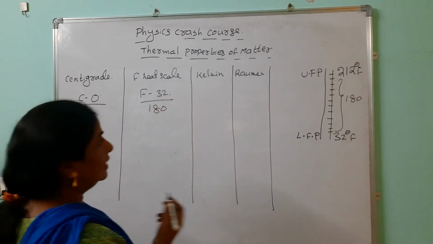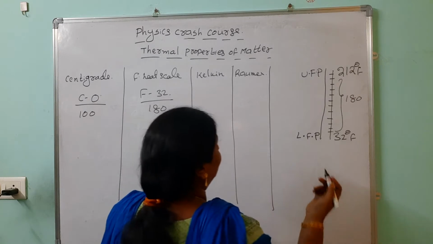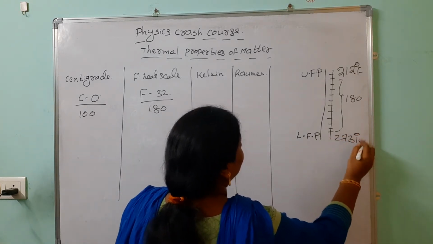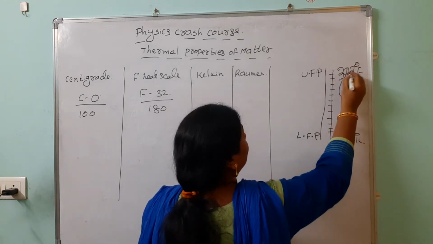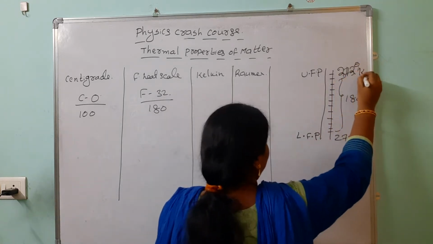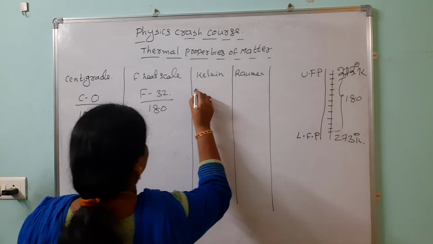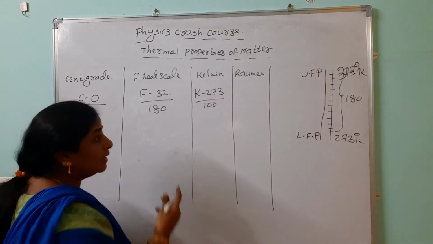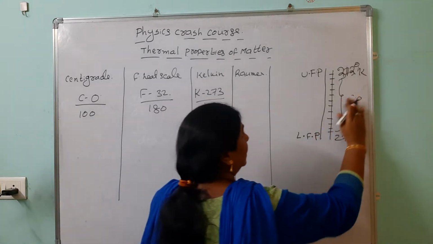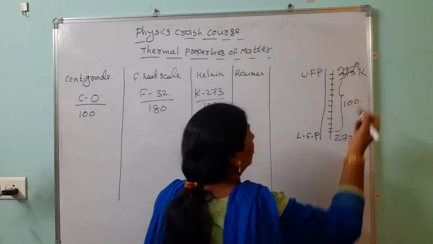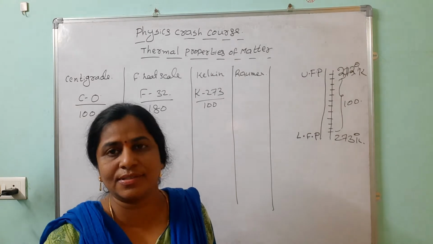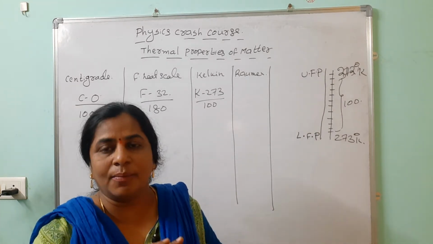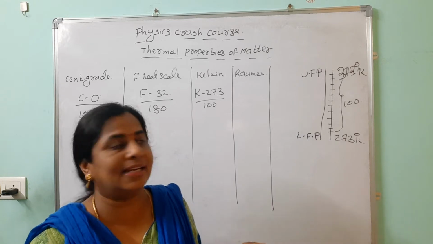When you go to the Kelvin scale, 273 is the lower fixed point in Kelvin and 373 is the upper fixed point. So here you take (K minus 273) by 100. And remember that in the case of the Kelvin scale, the number of divisions is 100, the same as in the Celsius scale. That's why in the Kelvin scale and the centigrade scale, the lengths of the scales are the same.